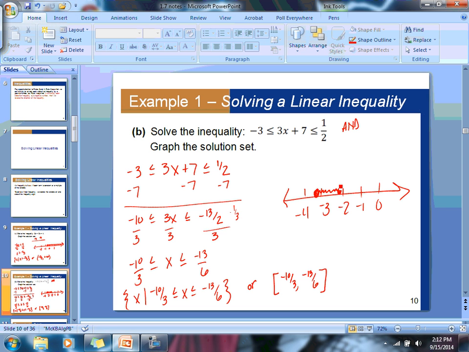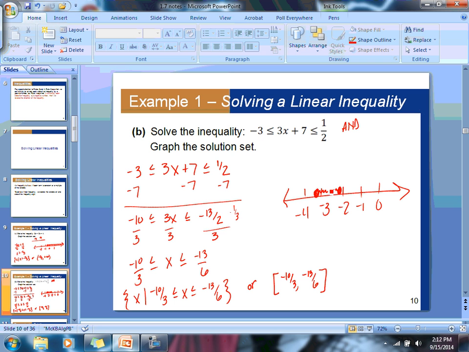What we're going to talk about in our next example, though, is how we could shade based on testing points. So I could take negative 4 and substitute it back into this original problem. And I would find that negative 4 does not give me a true statement. So I'm not going to shade in that region on the number line where I got negative 4 from.